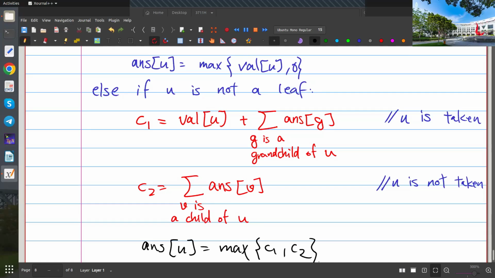That's the recurrence relation that I have. And now, this is very similar to the previous cases, except that I have grandchildren involved here as well. But in any case, whenever I'm calculating the answer at a particular node U, I only need to know the answers at the descendants of U, at its children and grandchildren. So I could just start from the bottom of my tree and keep going up and calculate all of these answers. Okay.